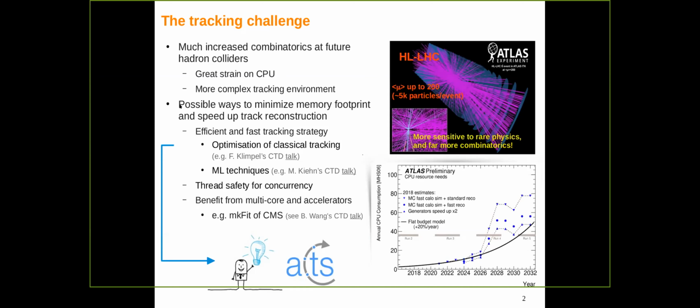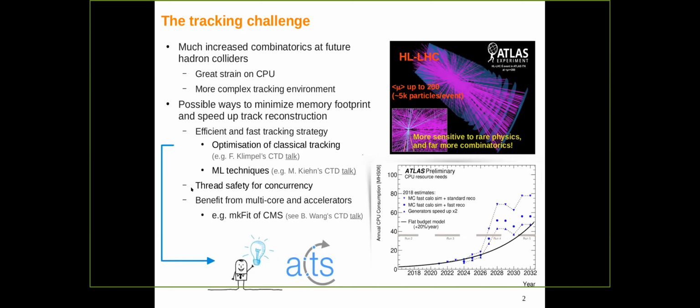So we need to find all possible ways to minimize the CPU and also speed up the tracking reconstruction, but not compromise the accuracy. The very first thing we can think of is to use efficient, fast tracking strategies. We can either exploit optimization of the traditional tracking algorithms, such as done at ATLAS, but also use fast tracking techniques, such as ML techniques.